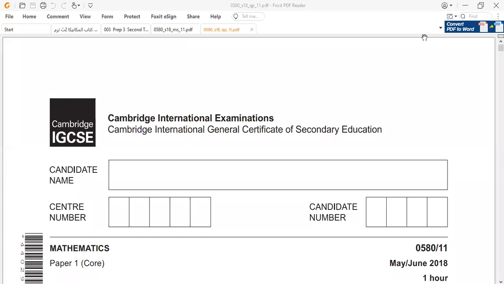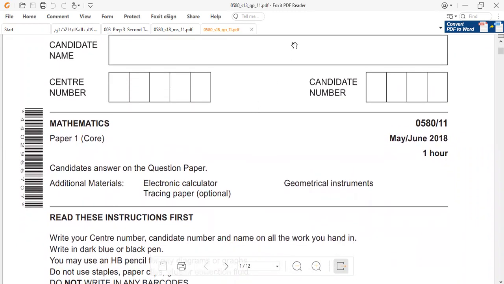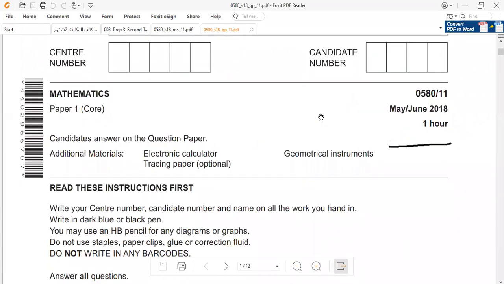Bismillahirrahmanirrahim. Today, inshallah, we are going to solve Mathematics Core Paper 1, May-June 2018. The time of this exam is 1 hour.